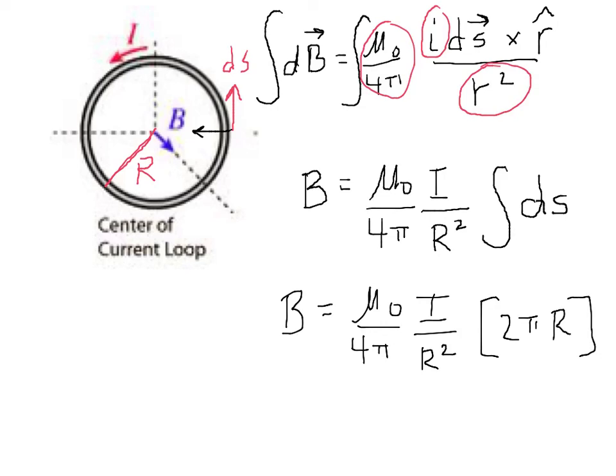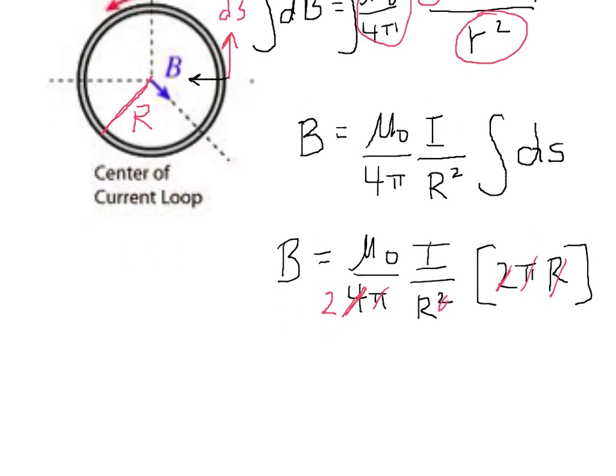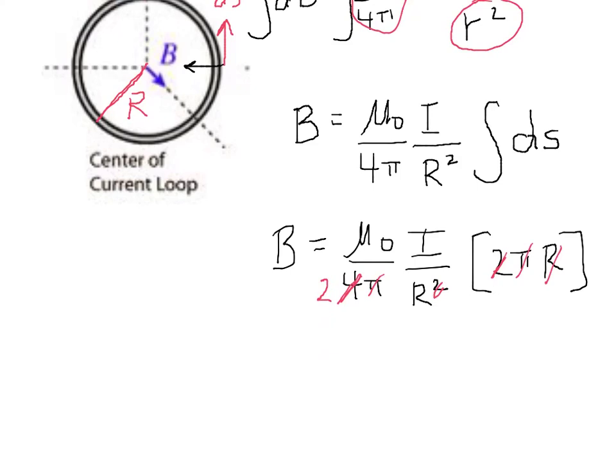And a couple things nicely cancel here. We have a pi up and down, we have an r on the top, we have a couple on the bottom. We could cancel out the 2 with part of the 4. And when all is said and done, do a little simplifying. Here's what we get at the center of a loop of wire. We get mu naught I over 2 r.